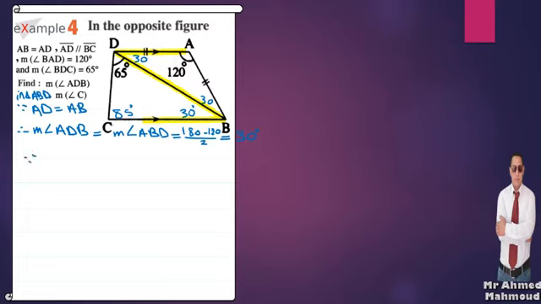Since AD is parallel to BC, you can write that DB is a transversal. Therefore, the measure of angle ADB is equal to the measure of angle ABD, which equals 30 degrees, and this is called alternate angles.